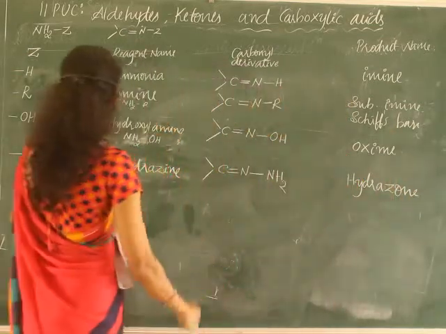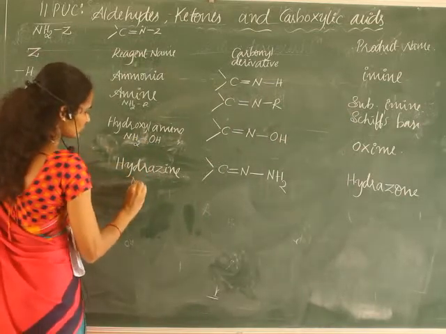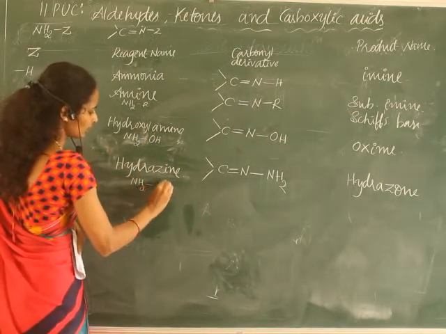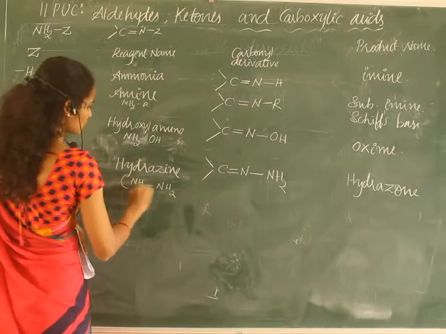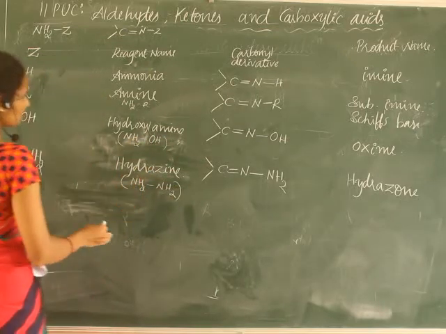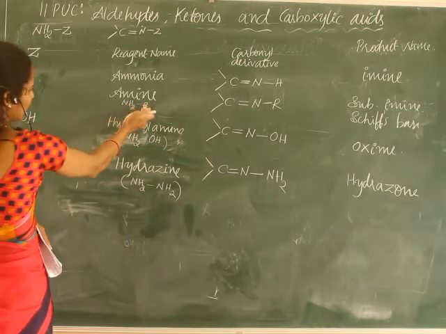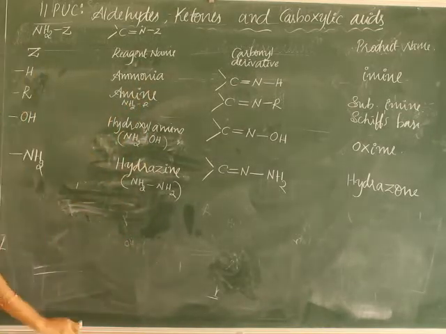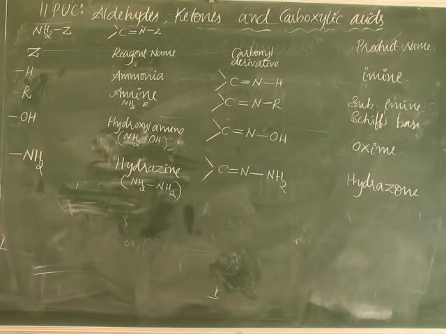Hydrazone, or you can write here NH2 and NH2. Z is NH2. It's a hydrazine. Here, hydroxylamine. So as you know about these amines, ammonia, right? It's called a hydrazone.